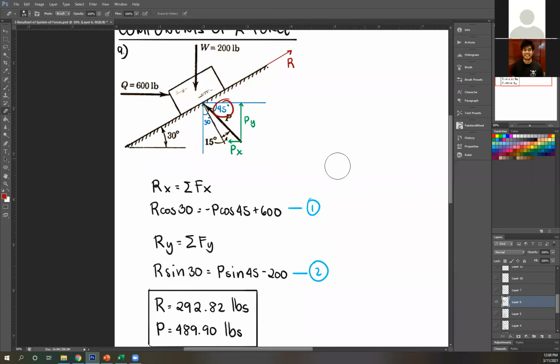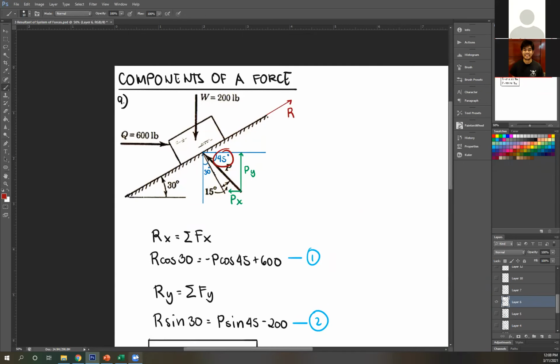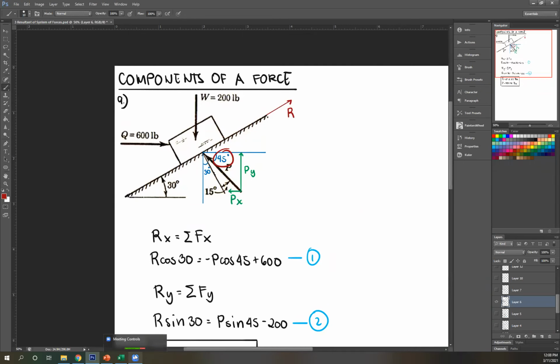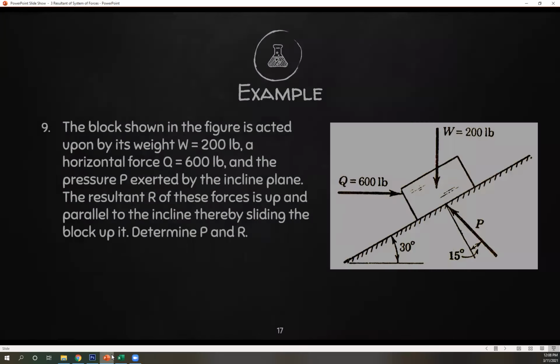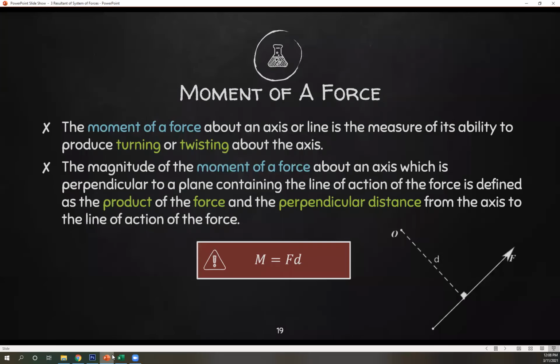Okay, so that is your resultant of parallel force systems and component of a force. Next topic is moment of a force. The moment of a force about an axis or line is the measure of its ability to produce turning or twisting about the axis.